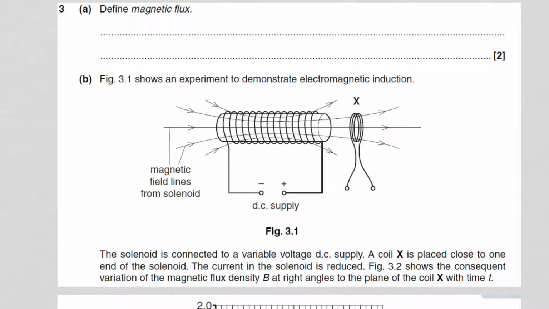For magnetic flux, you need to refer to the equation. So the first port of call will be to look at the equation list and write down what the equation is. So magnetic flux equals magnetic flux density multiplied by cross-sectional area. As a reminder, magnetic flux is symbol phi, and that's magnetic flux density multiplied by cross-sectional area.